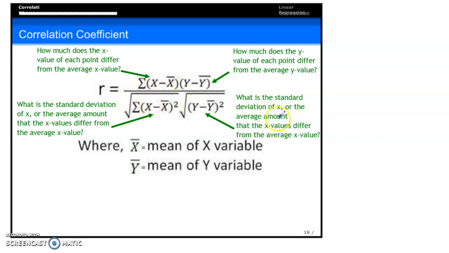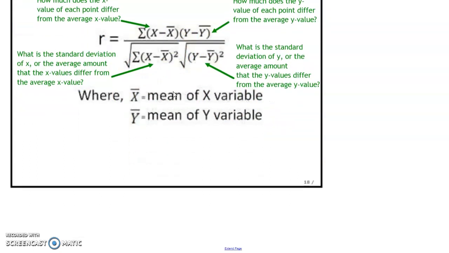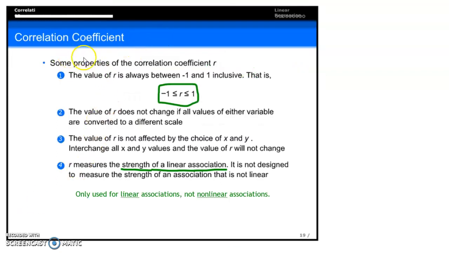And this is the standard deviation of, I shouldn't say x here, I should say y. All right, I'm going to fix that right now. Oh, wow, it's already fixed. Amazing. x bar is the mean of the x variable and y bar is the mean of the y variable. That just explains this formula. However, you will be able to calculate this on your calculator. No worries on that. For the correlation coefficient, the value of r is always between -1 and 1 inclusive. That means that r is always between -1 and 1, and it can be -1 and it can be 1.